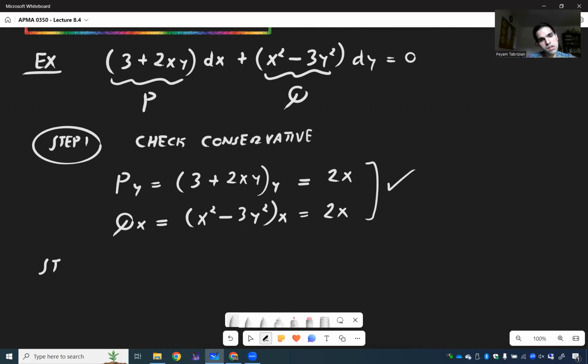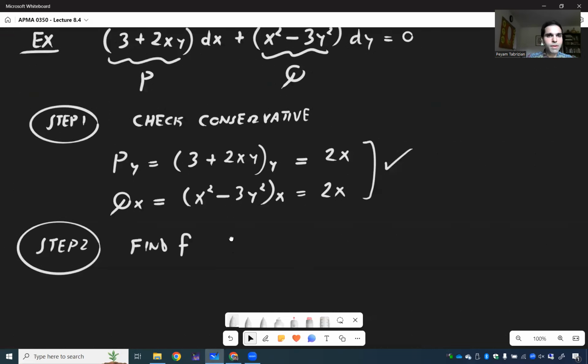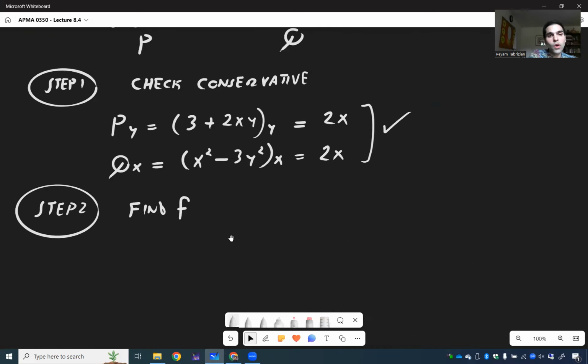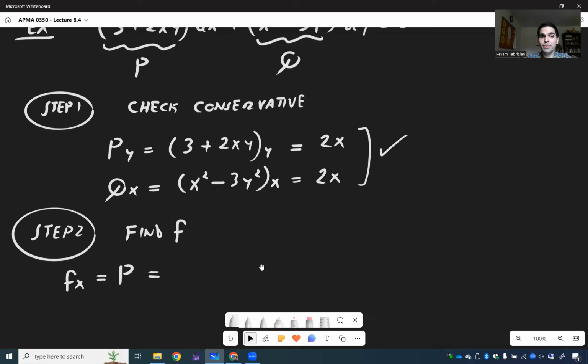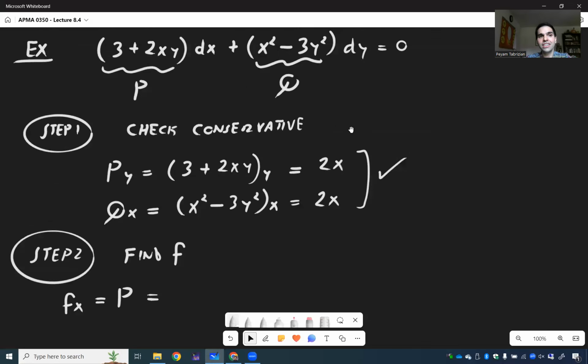Now, the next step is to find an antiderivative. So find f. And remember, the x derivative of f is P. But careful, there's a huge mistake I've seen people make: they use P_y instead of P. No, you have to go back to the original equation and get 3 plus 2xy.